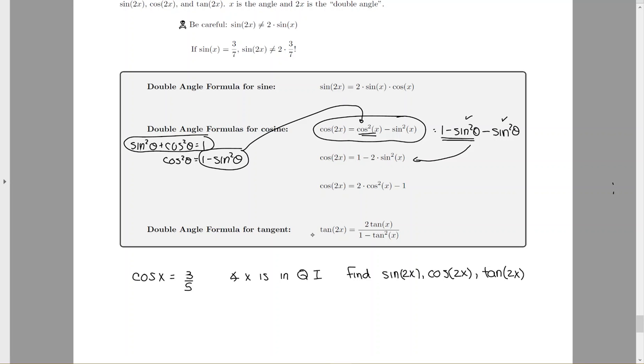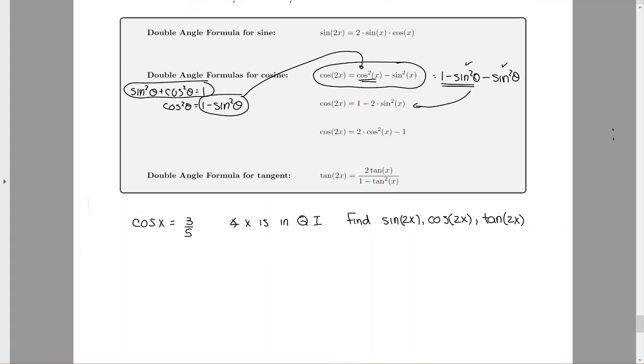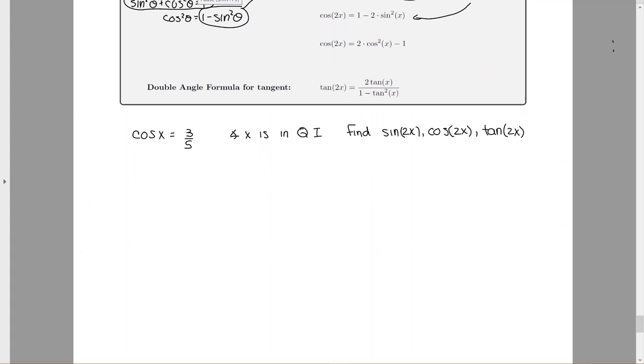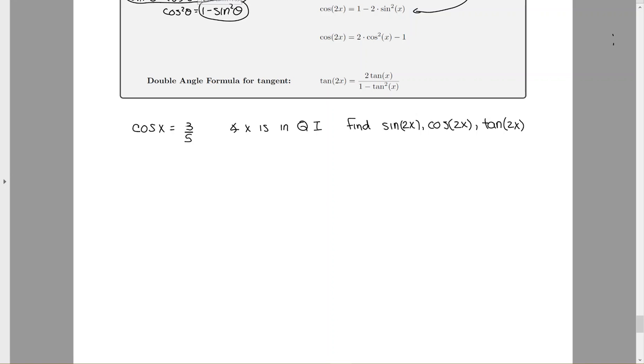The third one is the tangent of the double angle, and that's 2 tangent x over 1 minus tan squared x. So the way these problems work out, and you'll want to write this one down, if you're given one of the trig function ratios, for example, cosine x equals 3/5, and you also have to be told where the angle is. So in this case, it's in quadrant 1. We're going to find sine 2x, cosine 2x, and tangent 2x.